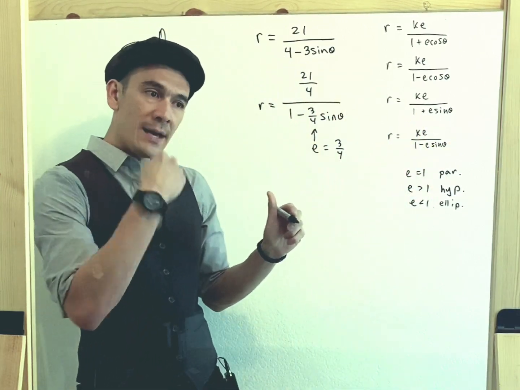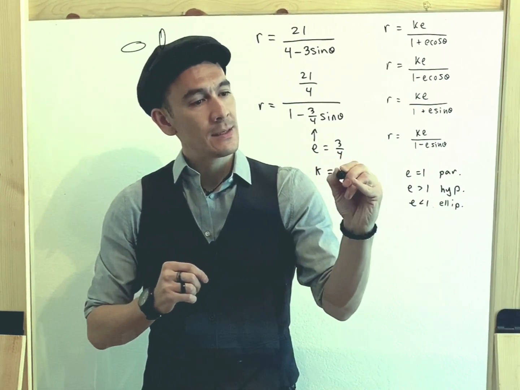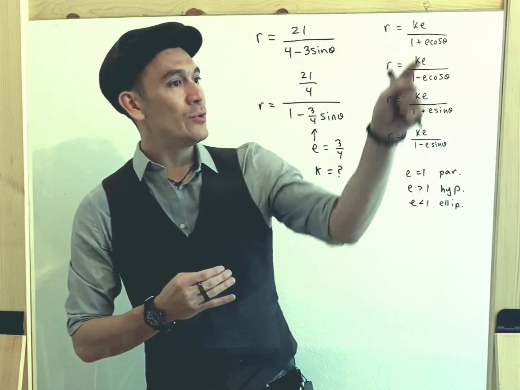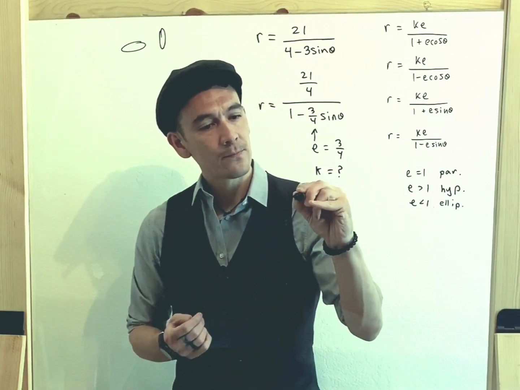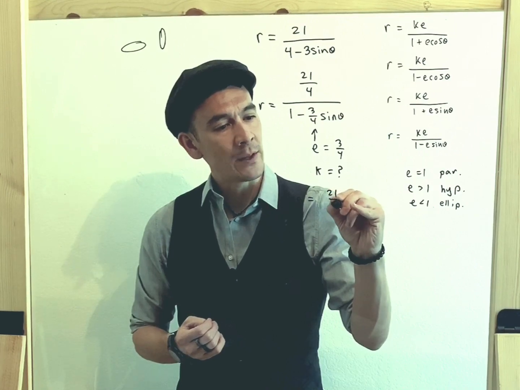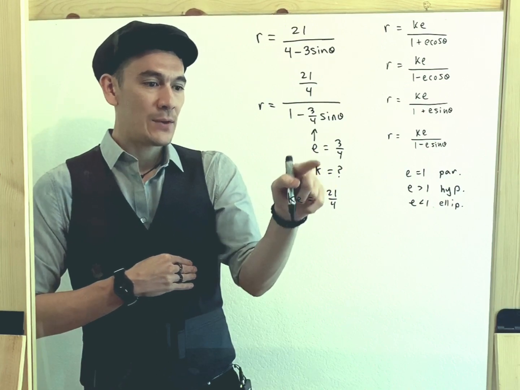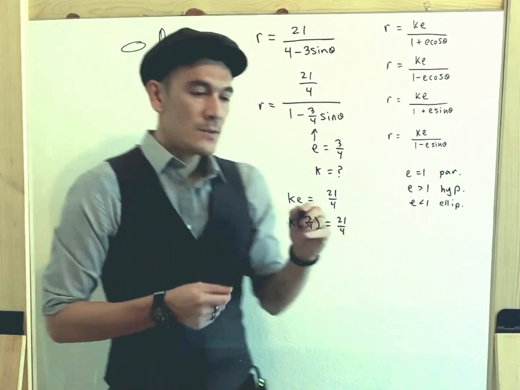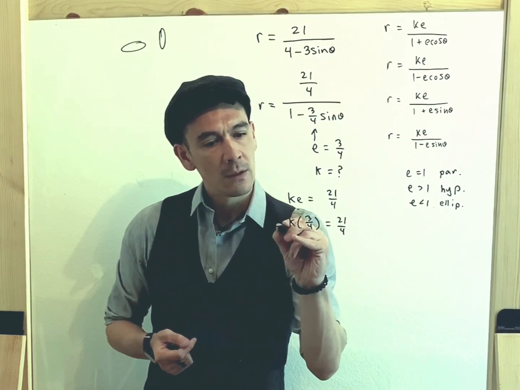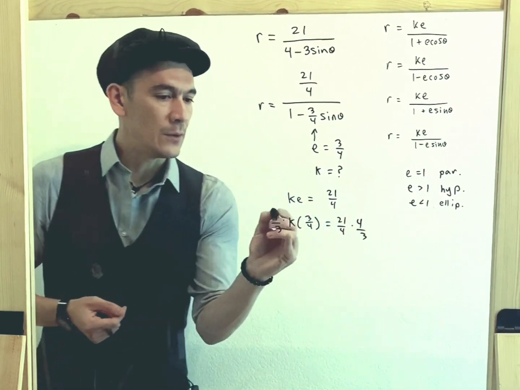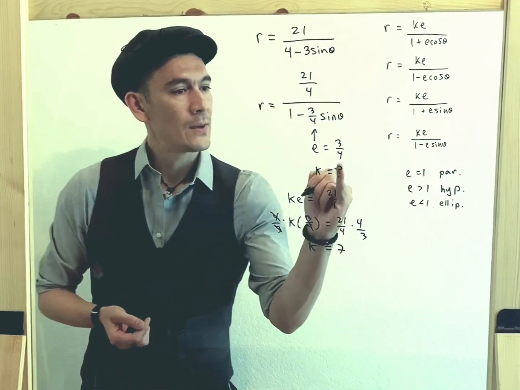Now, I need you to tell me what K is. I need to know K. So what is K? To find that value, look at the numerator. The numerator is always called KE. So here, I know that KE is 21/4. The whole thing is KE. However, I know what E is. So let me take 3/4 for E and plug it in right there. So in order to get K alone, I can multiply both sides by the reciprocal. Now on a calculator, if you want, you would see that K is 7. So I know what K is.